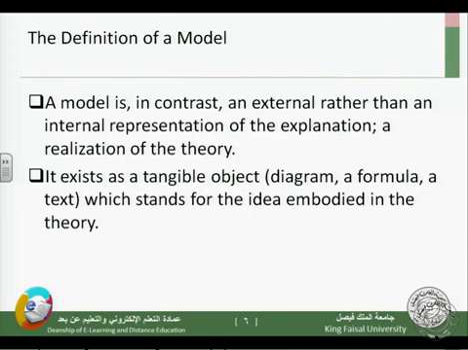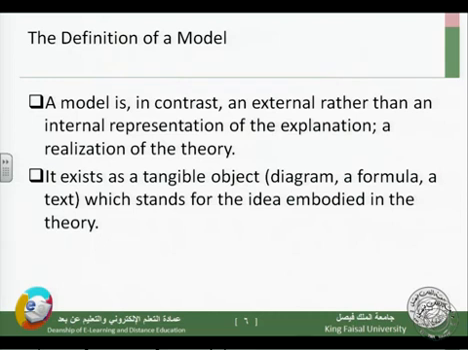So it exists as a tangible object, like a diagram or a formula or a text, which stands for the idea embodied in the theory. So the difference between a model and the theory: a theory is internal, a model is external. The theory is an explanation, the model is a realization of this explanation. How can we realize it? Either by drawing a diagram, writing up a formula, or writing a text.